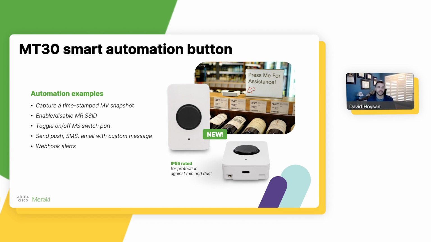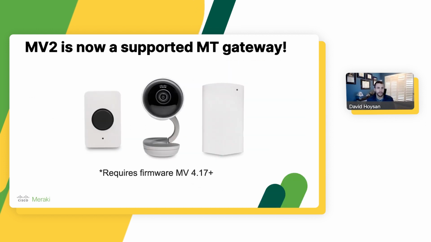And then last but not least, you can create webhook alerts if you want to integrate MT30 with other digital systems. MT30 is IP55 rated, so it does offer some protection against rain and dust, so it can be used in a variety of outdoor applications as well. If we go to the next slide.